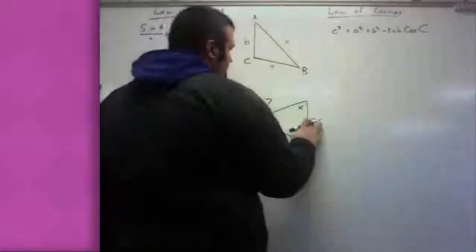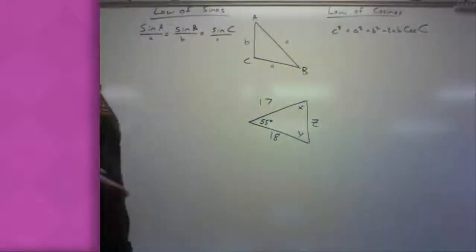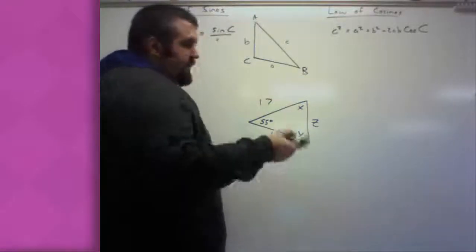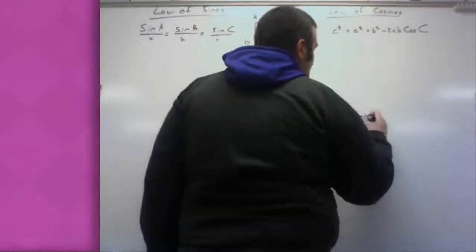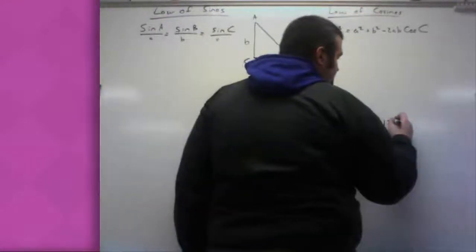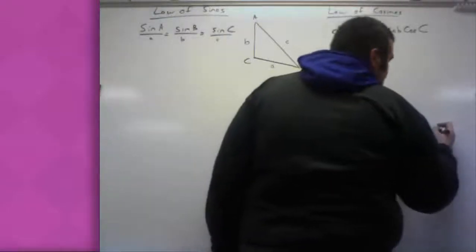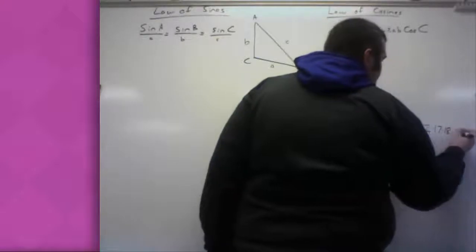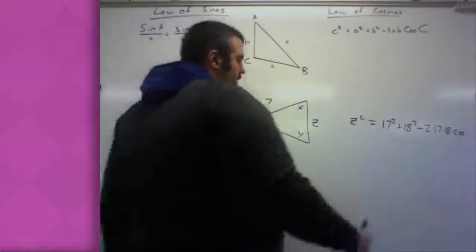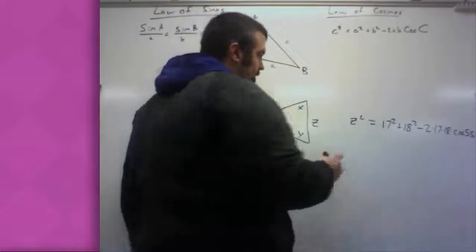But here's the thing. I'm going to change this A to Z, just so we get on it. The side I want to solve for should already be solved for. So in this case, if I'm looking for Z here, I'm going to plug it in for C. So Z squared equals the other two side lengths squared. So 17 and 18. 17 squared plus 18 squared, minus 2 times those two side lengths. 2 times 17 times 18 times the cosine of the angle across from Z.